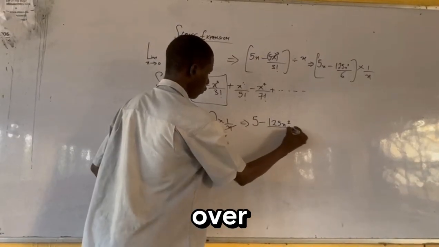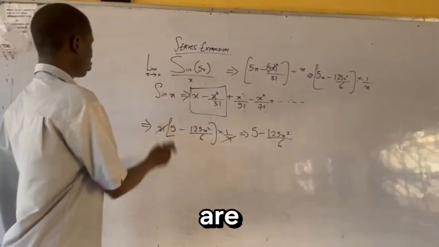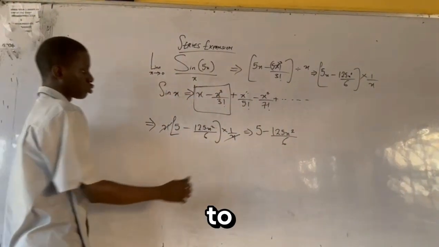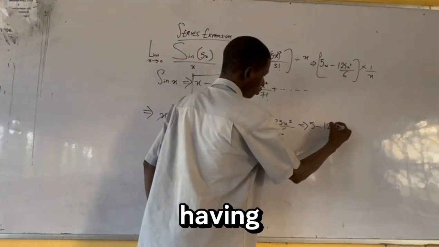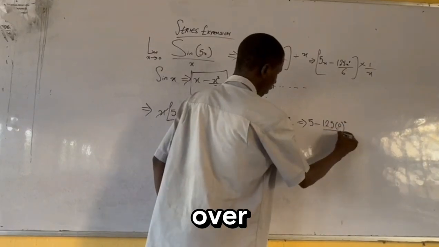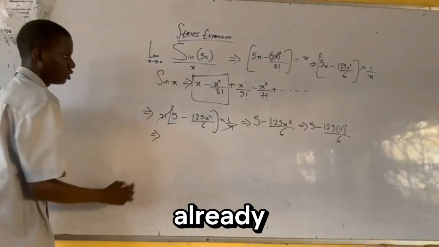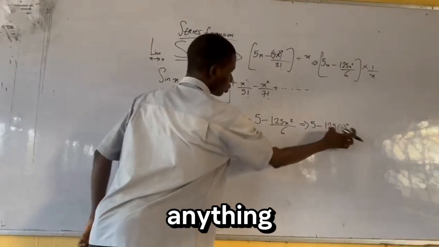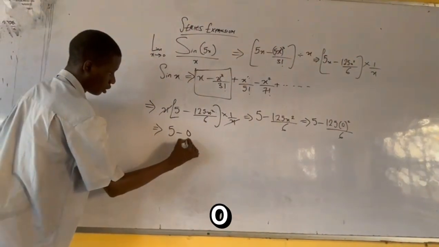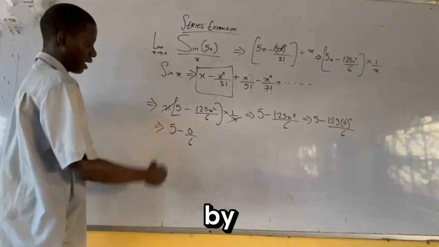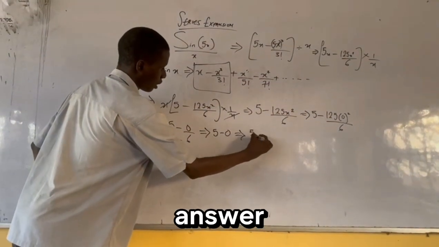We are left with 5 minus 125x squared over 6. Now we can substitute x to 0. We'll have 5 minus 125 times 0 squared over 6. We already know that 0 squared is still 0, and anything multiplied by 0 is 0, then we have 0 over 6, and 0 divided by any number is still 0. Hence we have 5 minus 0, which gives us our answer as 5.